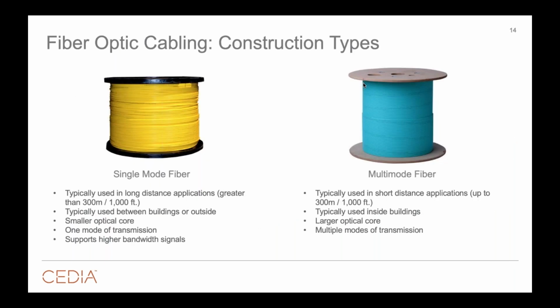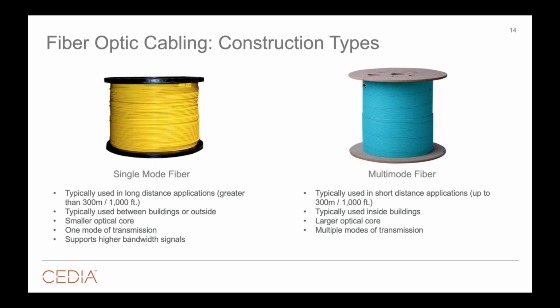Now, there are two different types of fiber that you're going to encounter in the field. You're going to install and work with single mode and multi-mode. And this is a little counterintuitive, especially if you're used to working with copper-based, twisted pair installations, low voltage, traditional cables, okay? So single mode fiber, the yellow cable here, is typically used in long distance applications.